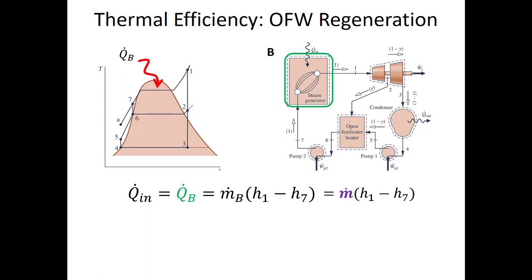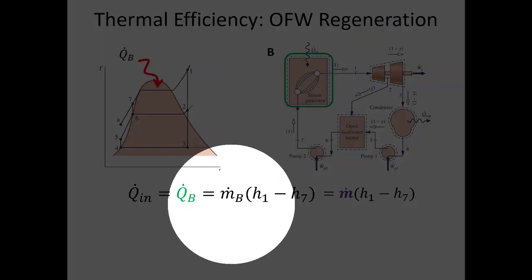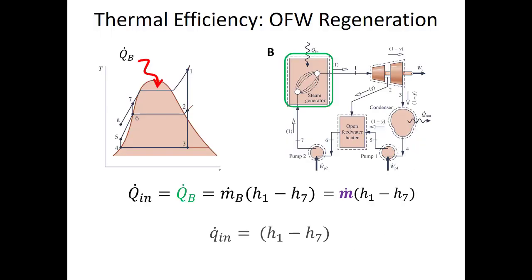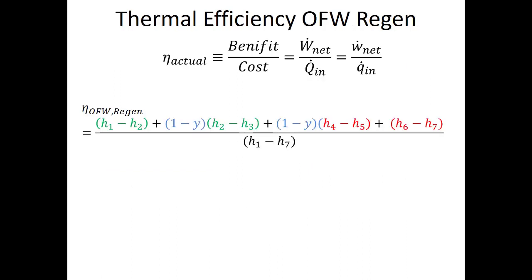So I know that mass flow rate through the boiler, if I look at that chart that I had, is the total mass flow rate. So this is going to be m dot times (h1 minus h7). So if I want to find the heat added per total mass flow rate flowing through the system, again, I divide both sides by m dot, and I get little q dot in is equal to h1 minus h7. Right, so now I can get my thermal efficiency for this open feedwater heater with regeneration, and it looks like this. It's a function of enthalpies and of y, right?